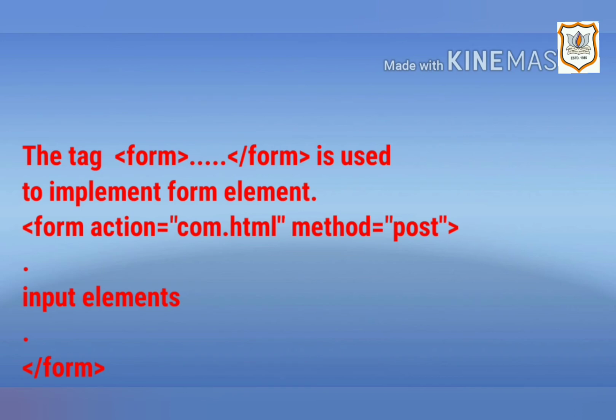In this example, form action is com.html, which means the file is saved with the name com. Method is post. I will explain the post method later. Then come input elements, meaning text, radio button, checkbox, submit, and at last the ending of the form tag.